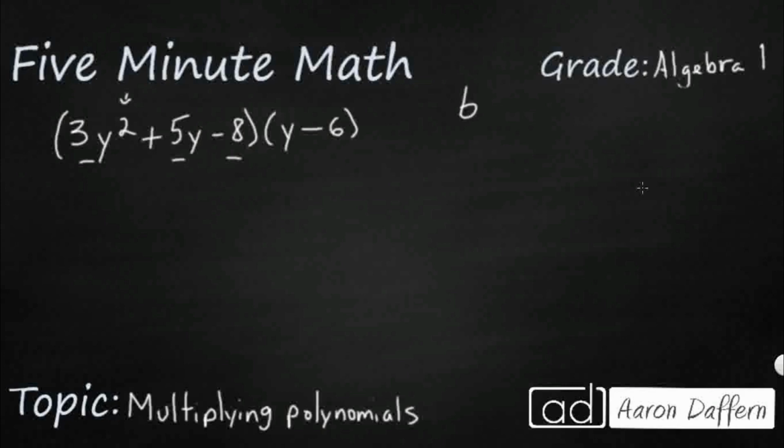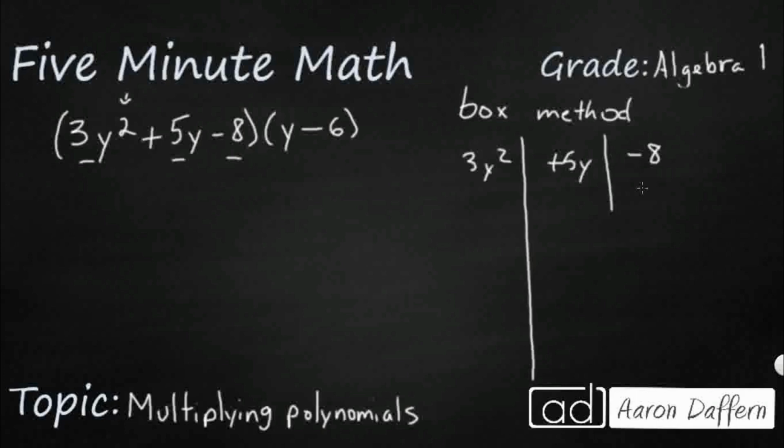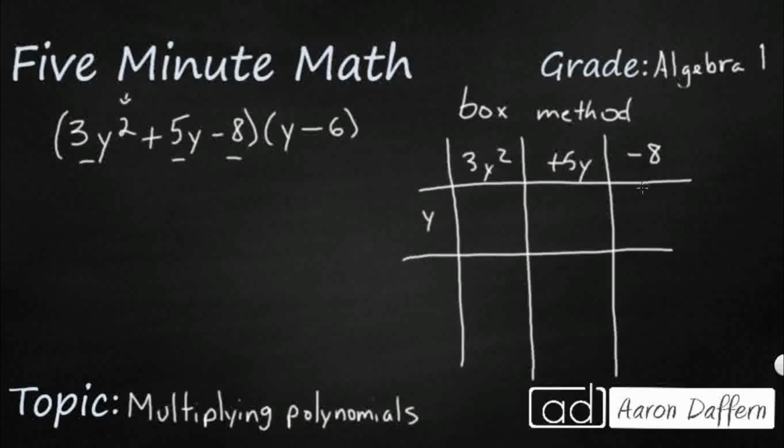Now the box method can work with just binomials as well, even though FOIL is a little bit simpler for most people. But we can always use the box method. So what we're going to do is we're going to take our first trinomial here, so 3y squared plus 5y minus 8. We're going to kind of just draw some boxes here. And we're going to take our binomial, we're going to say y minus 6. Okay. So we're just going to kind of keep it within these 6 boxes here.